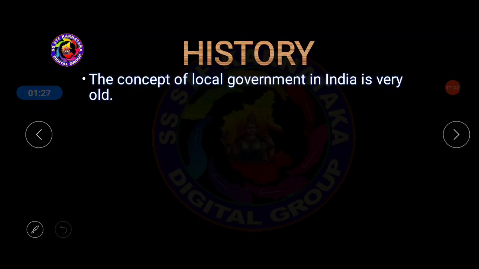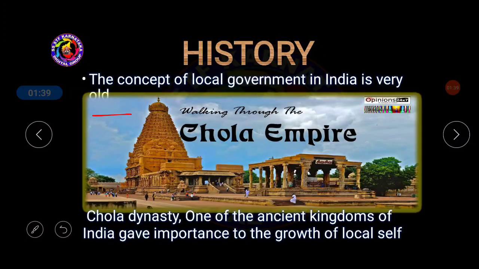First of all, let us understand the concept of the local government historically, meaning how this local government evolved in India. The concept of the local government in India is very, very old. When you trace back the local government in India, the Chola Empire was one of the ancient kingdoms of India that gave importance to the growth of local self-government in India.